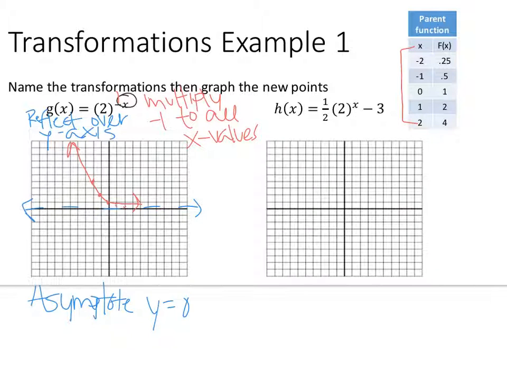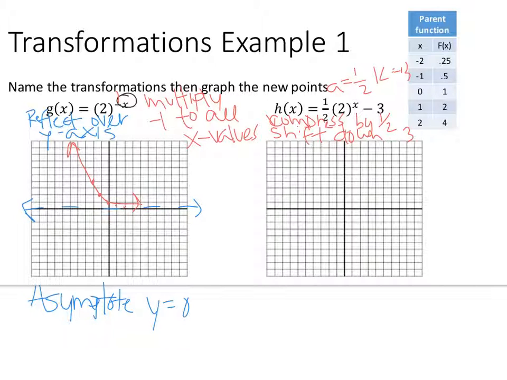For the next transformations, there's actually 2 transformations happening here. I have my a value is 1/2 and k is -3. So I'm going to compress and shift down 3. So what's going to happen this time is the only thing affected is my y value. So first I'm going to multiply my y values by half, then subtract 3 from them.